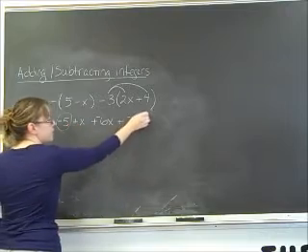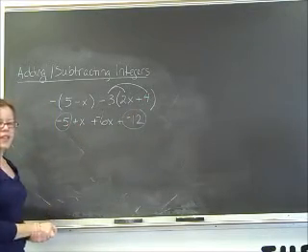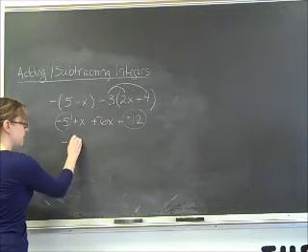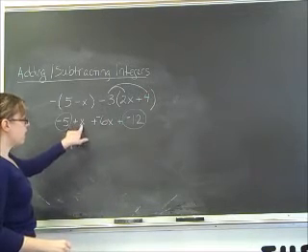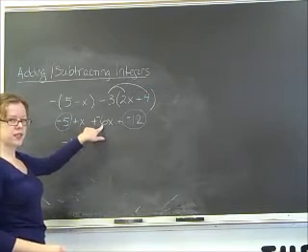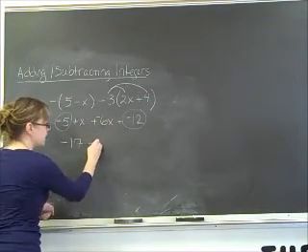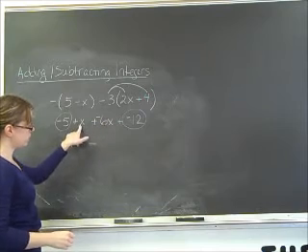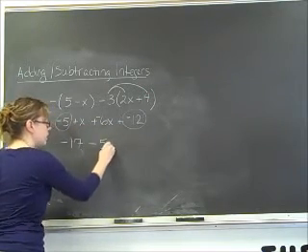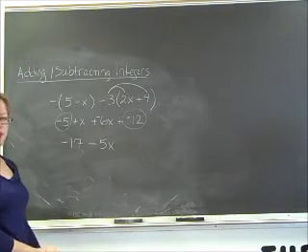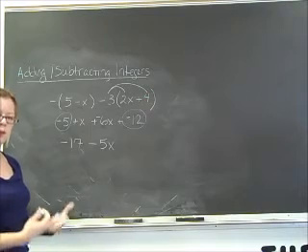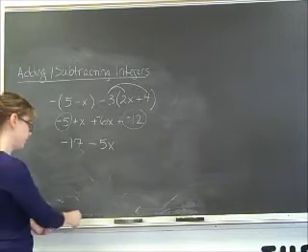Negative 5 added to negative 12. Keep the sign, negative, add the numbers, 17. Then we have things with opposite signs, positive 1x and negative 6x. The sign is negative. Subtract the smaller number. 6 take away 1 is 5. So negative 17 minus 5x. That's as far as we can go with this problem. They're not like terms, so we can't reduce any further.